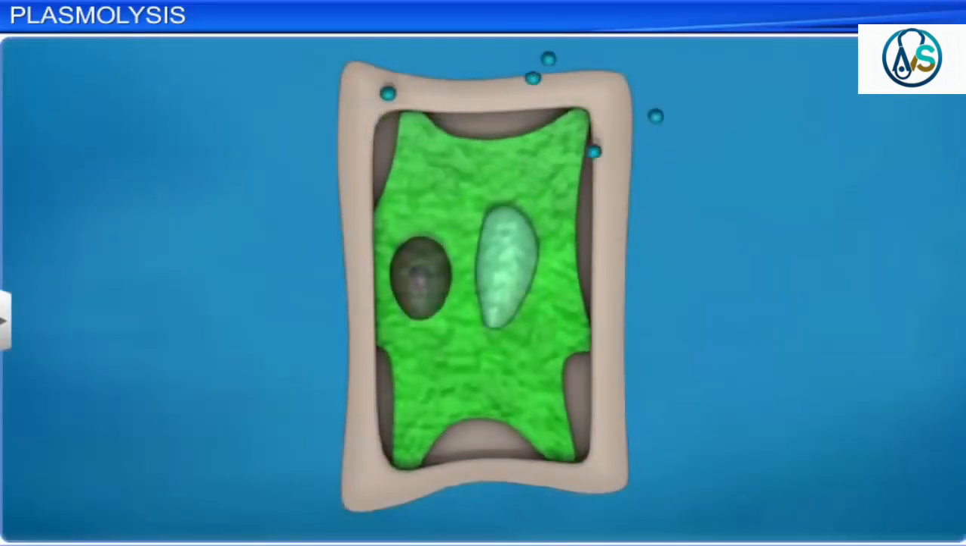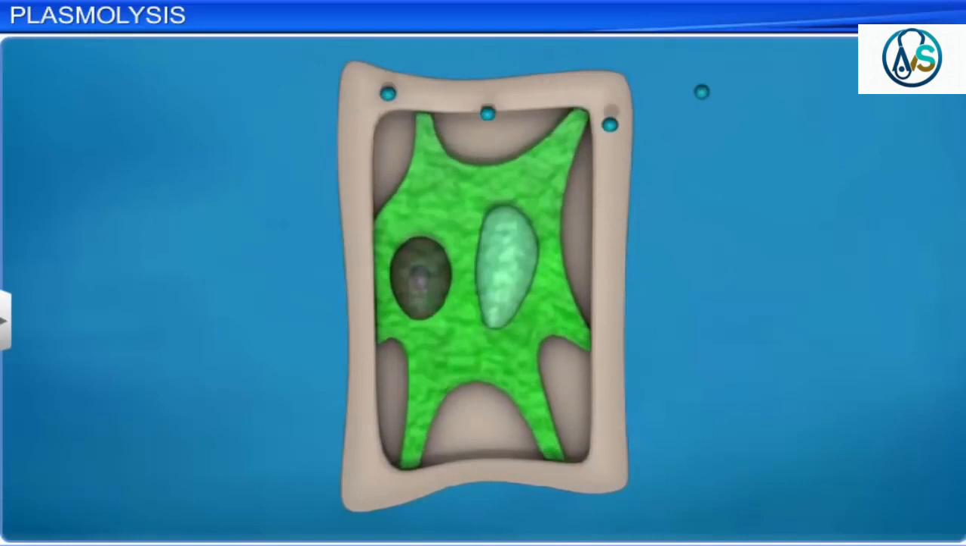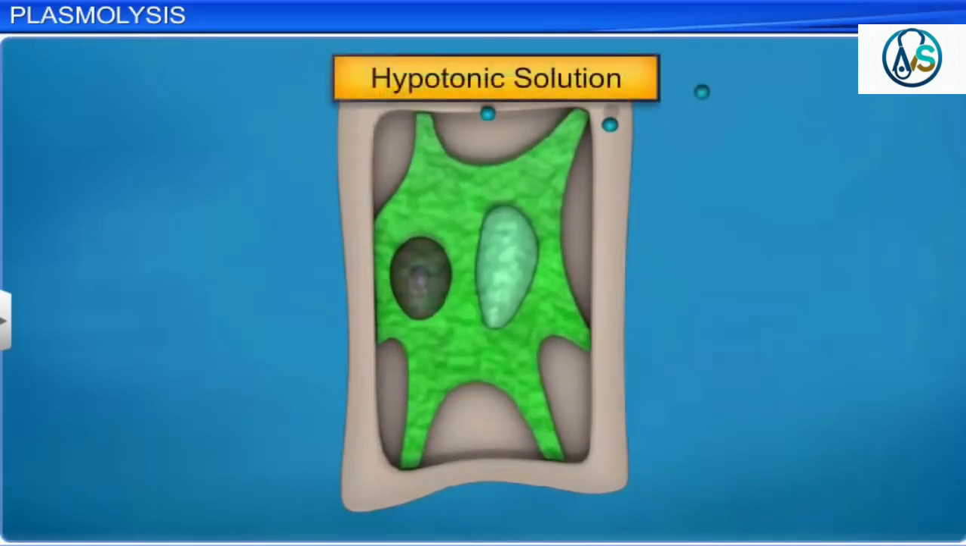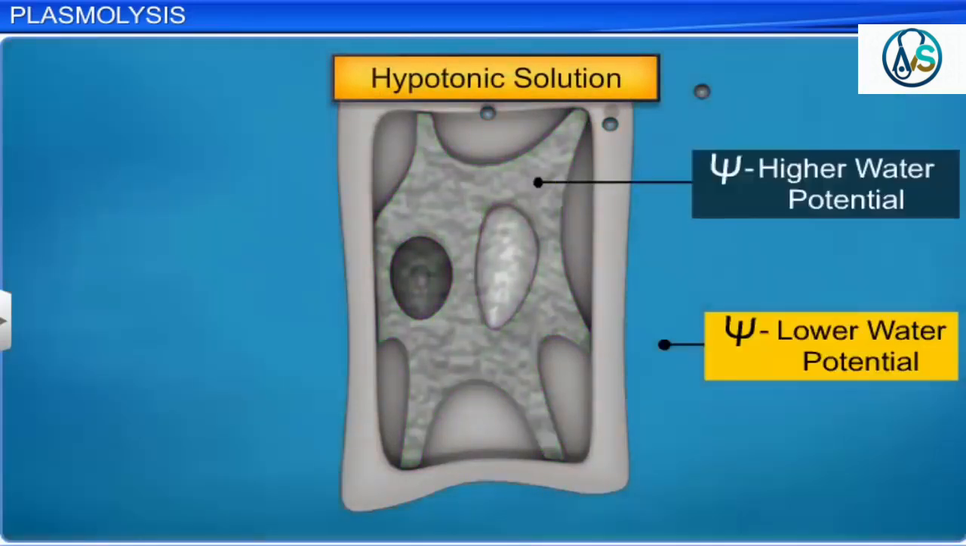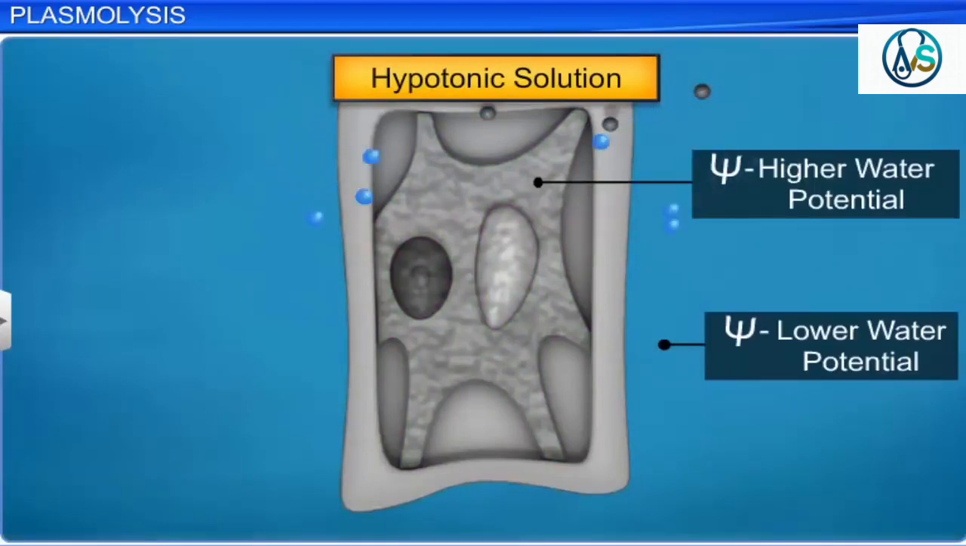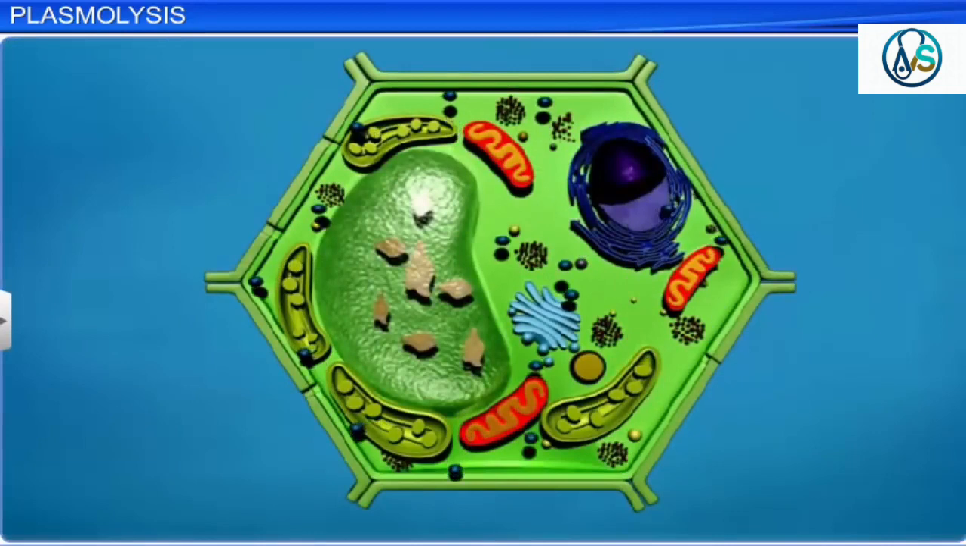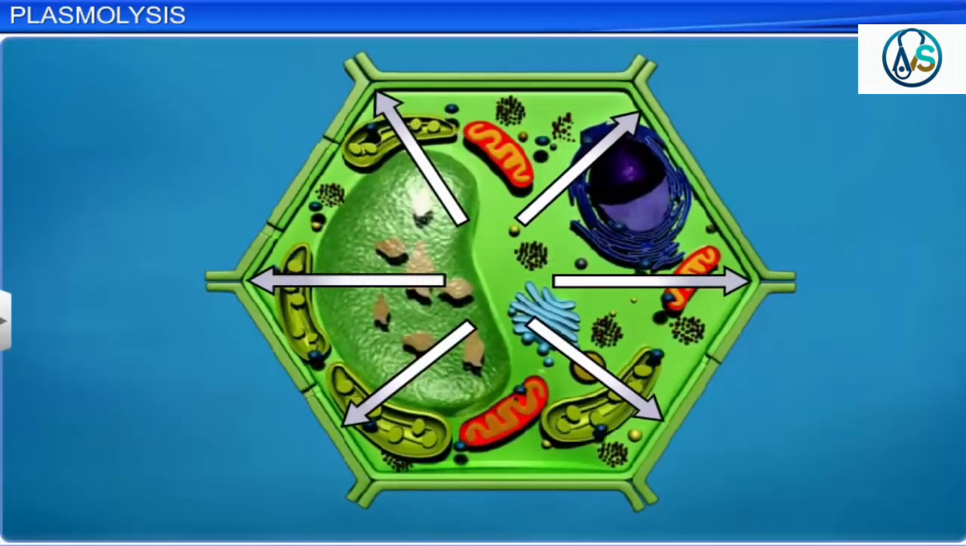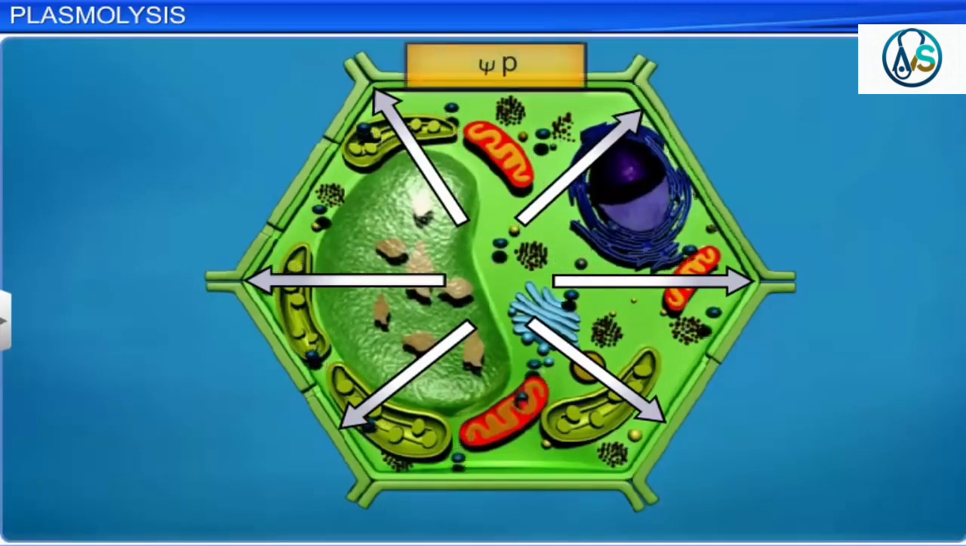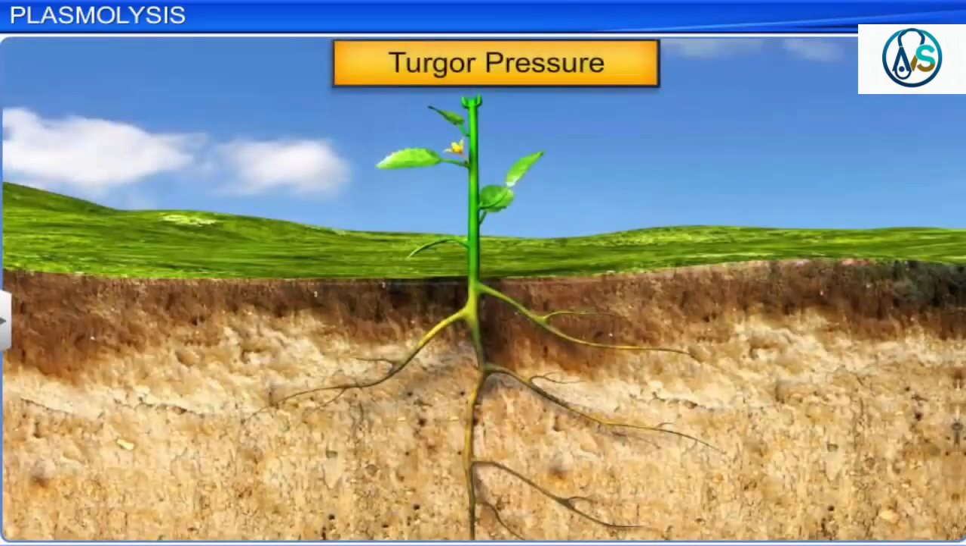However, plasmolysis is a reversible process. When plasmolyzed cells are placed in a hypotonic solution, that is, a solution with less solutes and higher water potential, water moves from the solution into the cell. This causes the cytoplasm to build a pressure against the cell wall. This pressure is called turgor pressure. This turgor pressure exerted by the protoplast against the cell wall due to the entry of water is called pressure potential, Ψ-P. It is the turgor pressure in the plant cells that helps a plant to be erect.